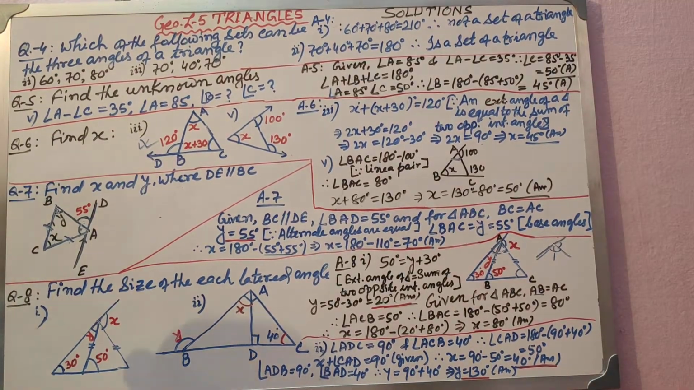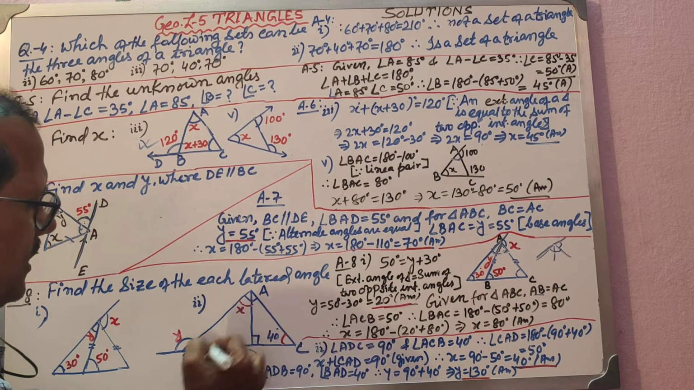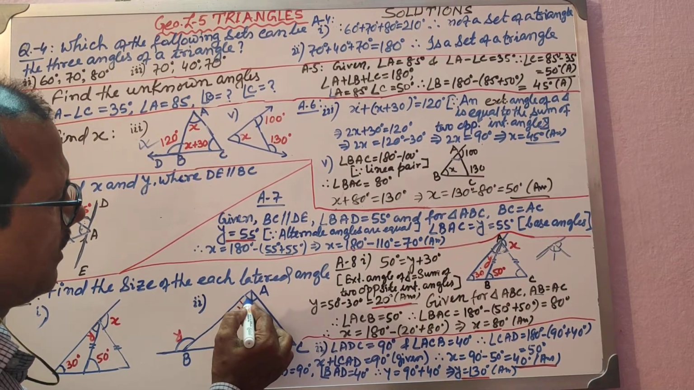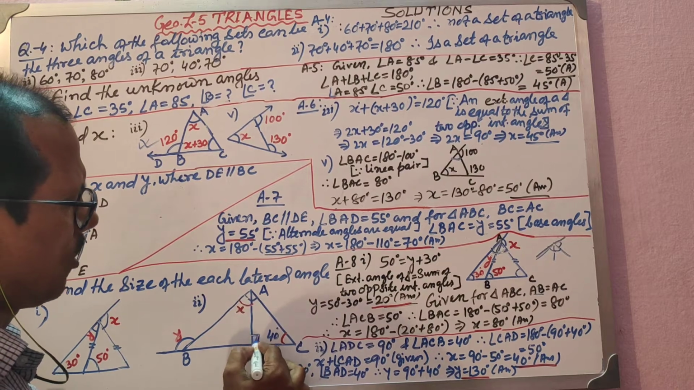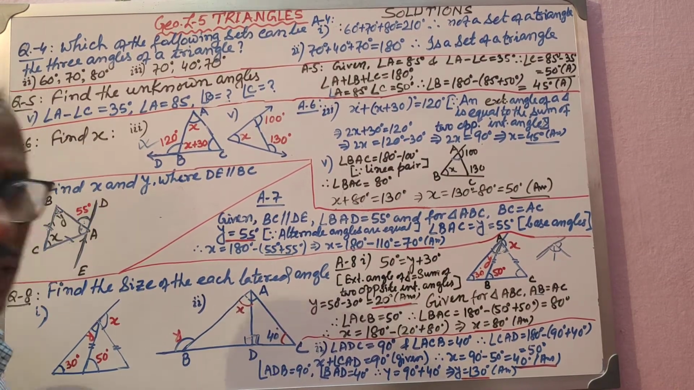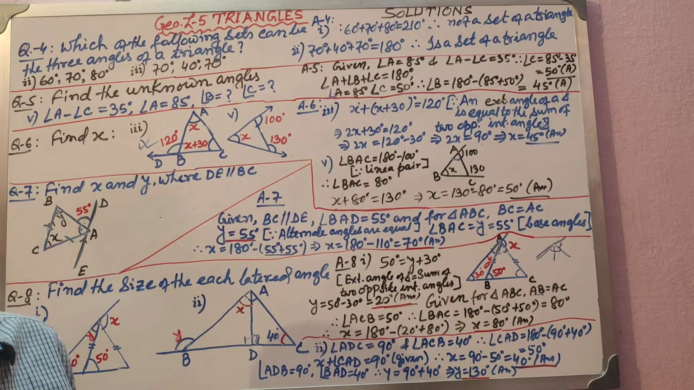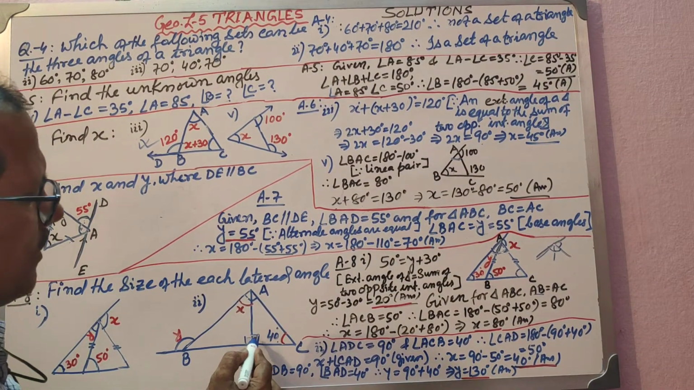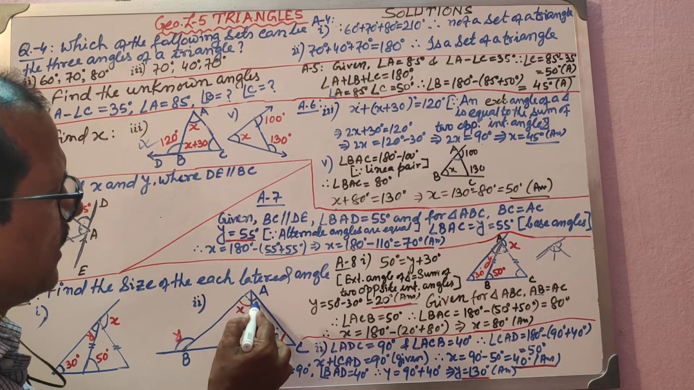Now moving on to this one. Given to you, see BAC total, this angle is 90 degree. This angle is also 90 degree. Obviously this angle will be 90 degree, because a perpendicular makes both sides 90 degree. So that is what. This is given to you as 40 degree. See, this is 90 degree obviously. This is 40 degree. This will be what?